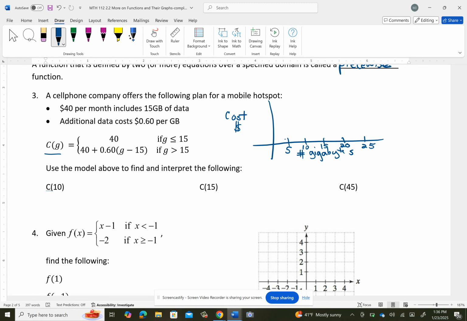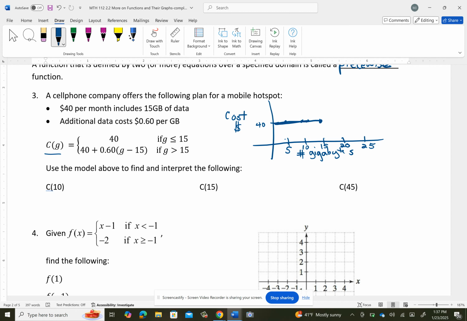So if I used 5 gigabytes of data, the cost would be, let's say that's 40 right there. The cost would be $40. If I wanted 10, the cost would be 40. If I wanted 11, the cost would be 40. For anything up to 15, the cost is going to wind up being 40, including 15.